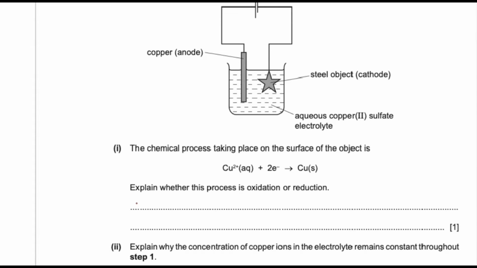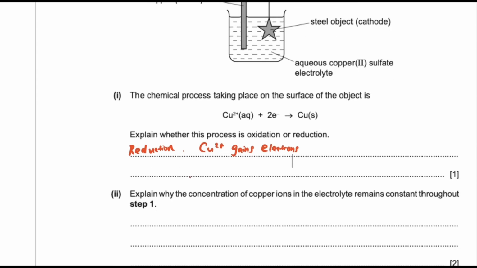You need to remember, reduction means receiving electrons. So we write now, reduction. And of course you have to explain it. You can't just write reduction and finish. So reduction, because Cu2+ gains electrons. Which means this thing happens at the cathode. Yeah, this happened at the cathode.